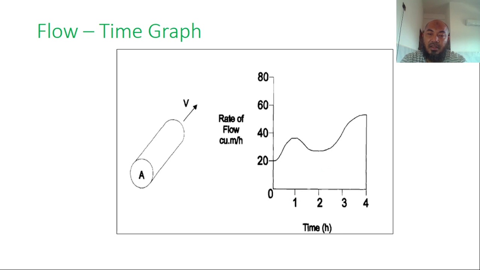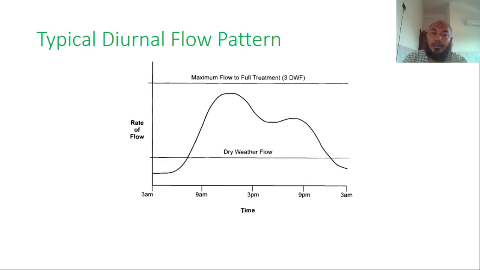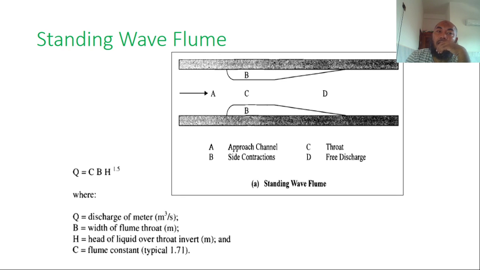Okay, so this is like flow. We observe the flow, and then put it in a graph. So this is the flow rate, cubic meter per hour. We can see the flow rate, and then this is the maximum flow to full treatment, and this is the dry weather flow. Okay, so this is standing wave view.